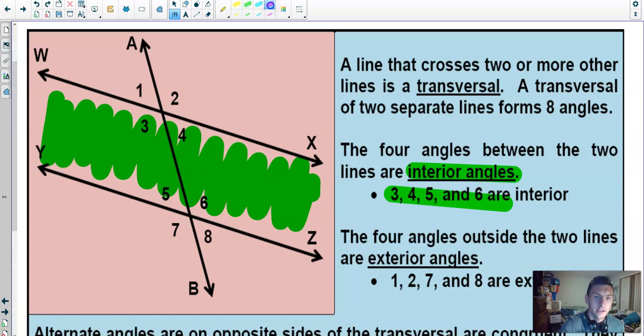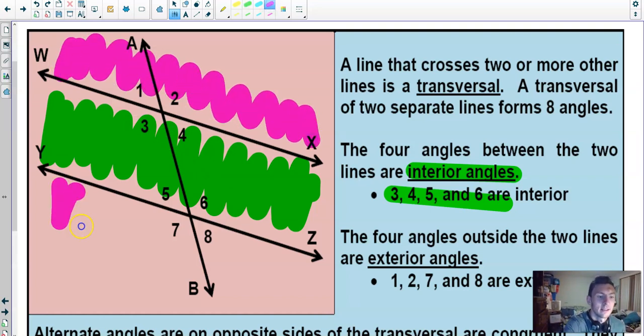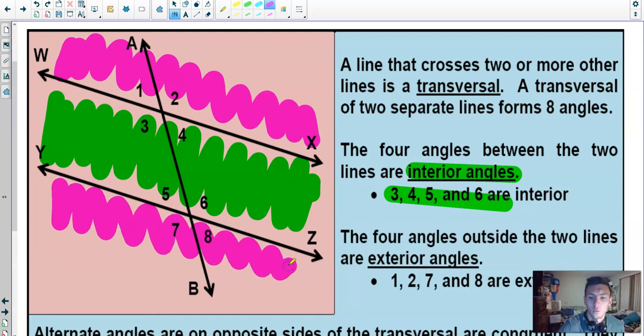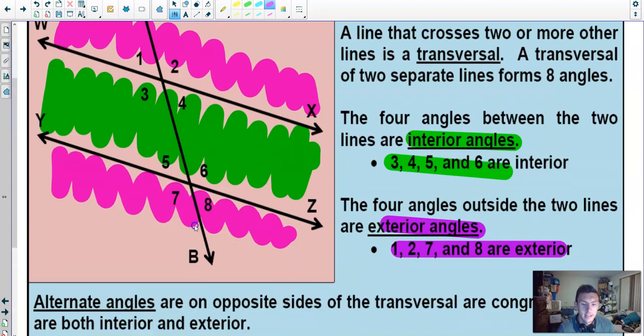The exterior angles are the ones that are outside the parallel lines. So that would be 1, 2, 7, and 8. So in the next slide, when we get more specific with the vocabulary, you'll hear us use the words interior angles, exterior angles. Just know that interior refers to in between the parallel lines, and exterior refers to outside the parallel lines. Now, alternate angles are on the opposite side of the transversal.